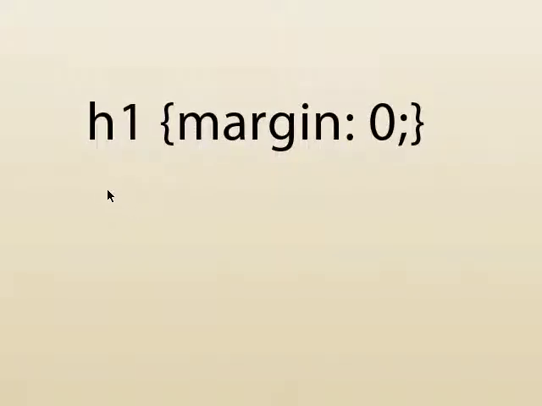To start off, you need to know what a rule is. Now that you understand what an HTML element is, you need to understand what a CSS rule is. In CSS, instead of writing elements, we write rules. And rules are made of three things: a selector, like this H1, a property, like margin, and a value. In this case, it's 0.